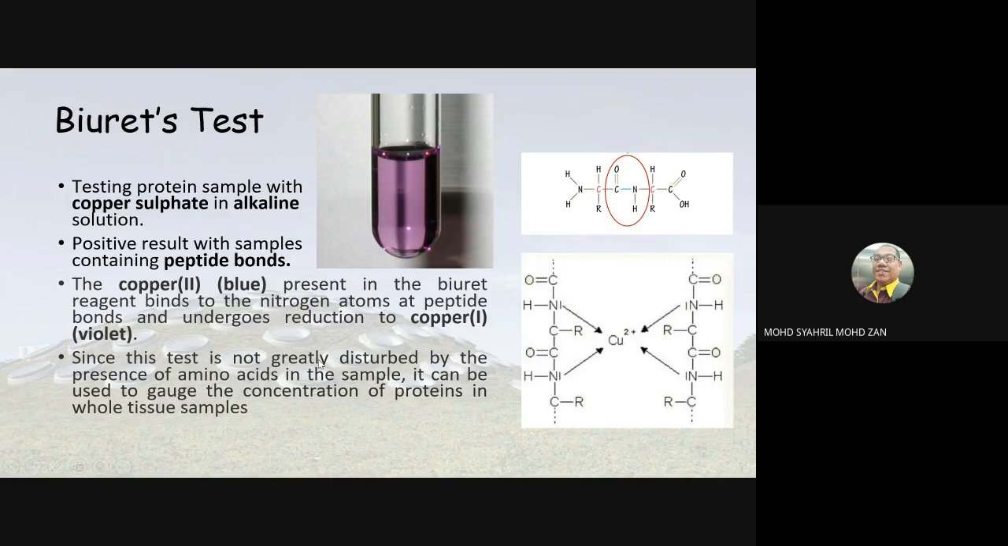So tujuan utama kita gunakan Biuret test, make sure dia boleh detect ikatan peptide dalam tu. So kalau case amino acid tak boleh sebab dalam amino acid tidak ada ikatan peptide. So kita tak boleh pakai Biuret untuk amino acid, tapi untuk protein boleh. Sebab copper sulfate akan bergabung dengan kita punya ikatan peptide bond tu. Kat mana? Dekat sumber N tadi.